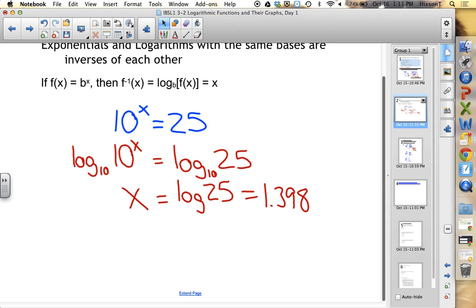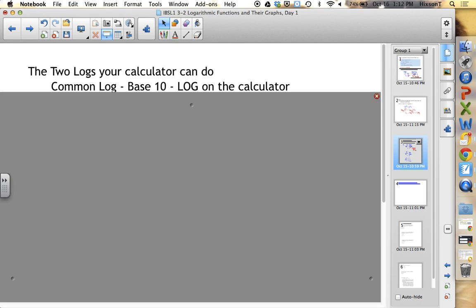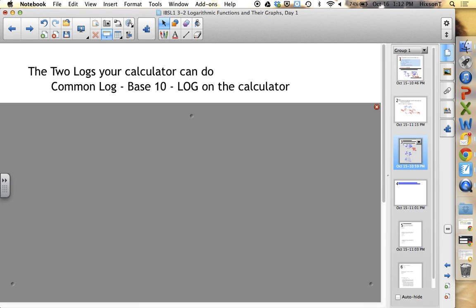We'll do more like this, but let's come over to here. The log base 10 is that log button on your calculator. We are going to be using your calculators a bit here, so please get those out if they're not already.